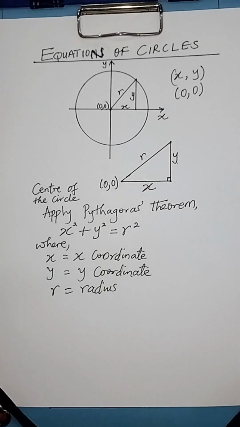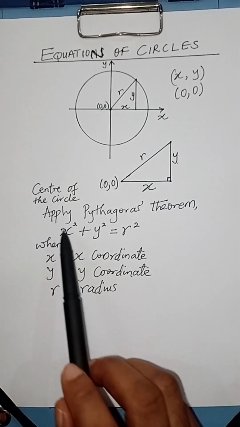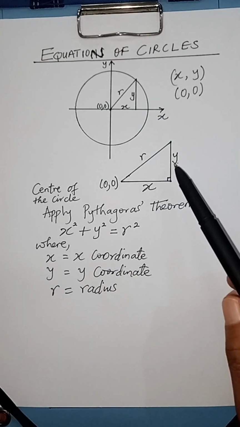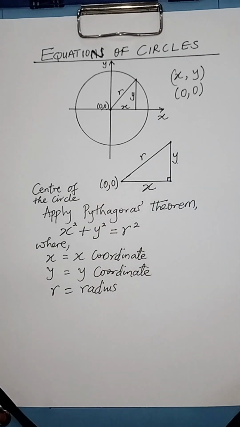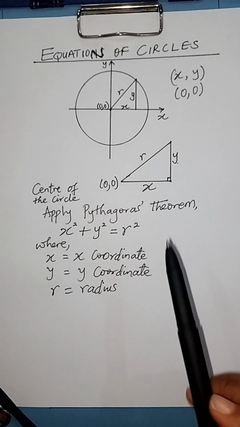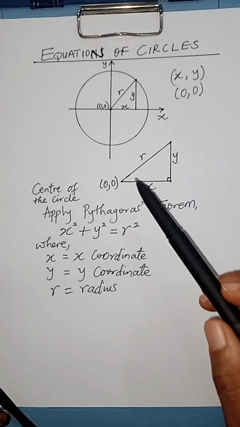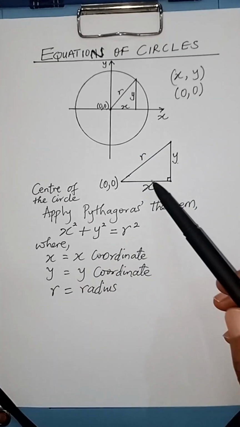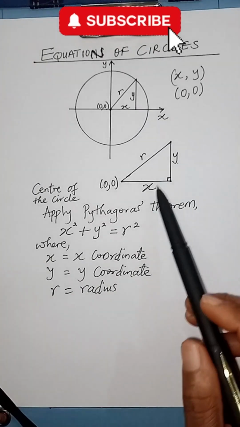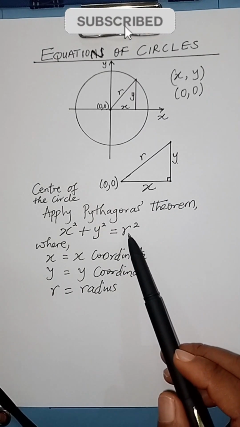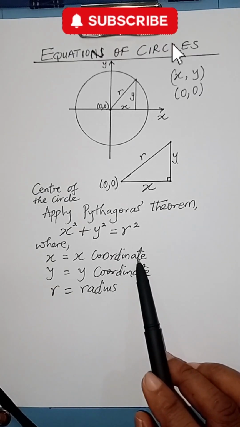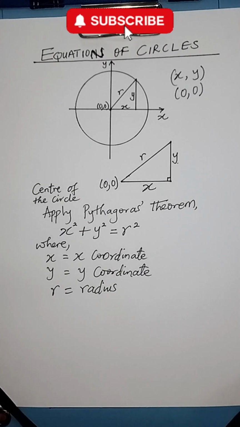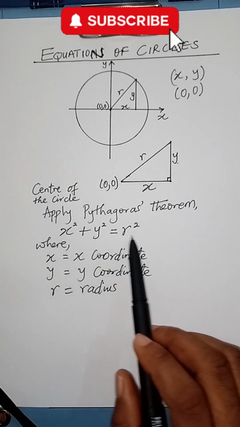Now to come up with the equation of a circle, we have to apply the Pythagoras theorem. Of course, that's easy: the square of the hypotenuse is equal to the sum of the squares of the other two sides. So this is the hypotenuse, and the square of it is equal to the sum of the squares of the other two sides. So x squared plus y squared is equal to r squared. x is the x coordinate, y is the y coordinate, and r, of course, is the radius. So this is the equation of a circle.